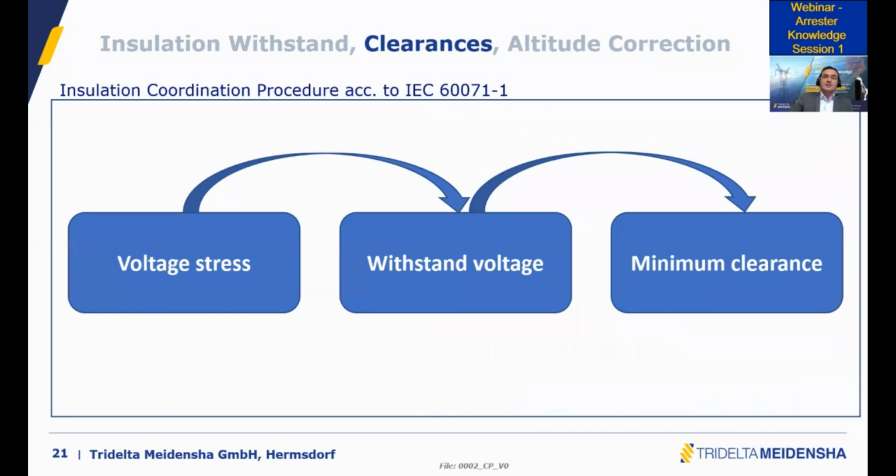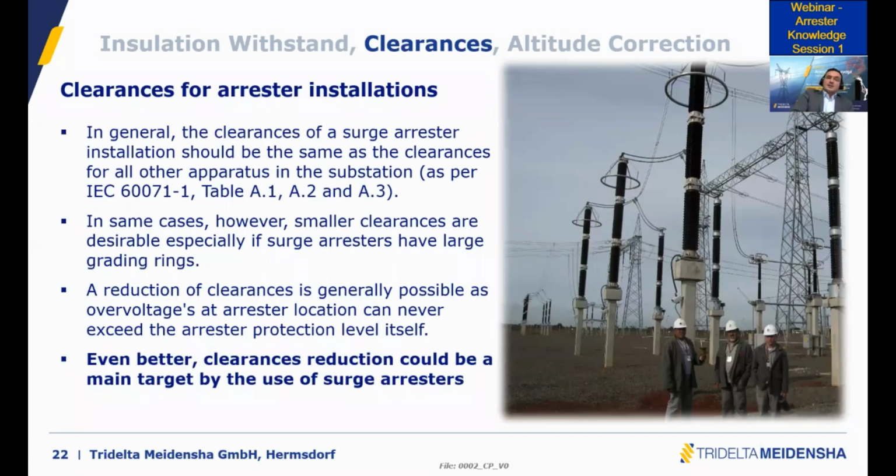So the concept is very basic. You have a voltage stress. It's mainly coming from lightning and switching. Based on the stress, you define standard withstand voltages, and based on the standard voltages, you define minimum clearances. So it's very common in substations that the clearances of the surge arresters are often defined in the same way for all the equipment, for all the substation. But in some cases, smaller clearances are required.